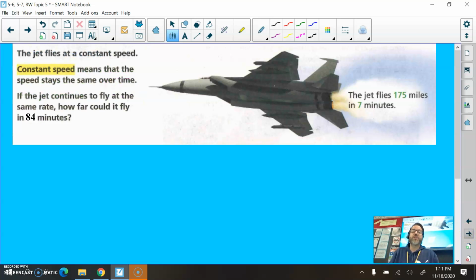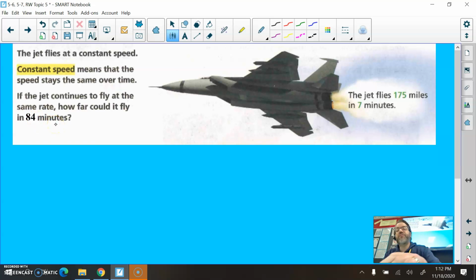Okay, let's look at another example. Here we have this jet here. The jet flies at a constant speed. Again, constant speed means that the speed stays the same over a stretch of time. Okay, if the jet continues to fly at the same rate, how far could it fly in 84 minutes?